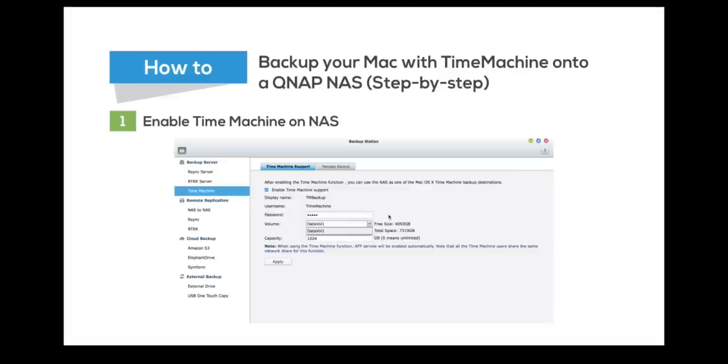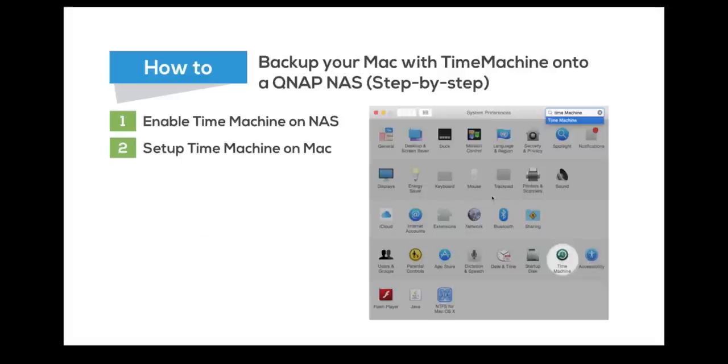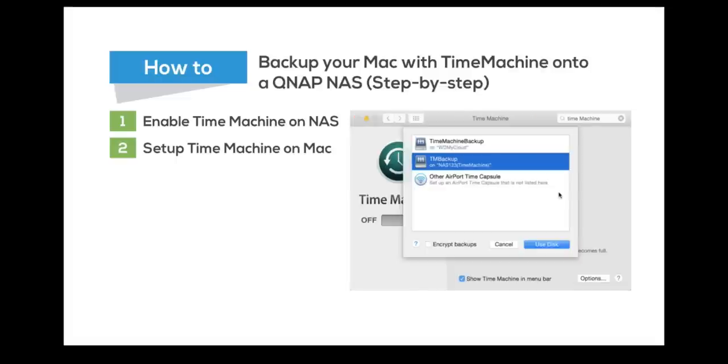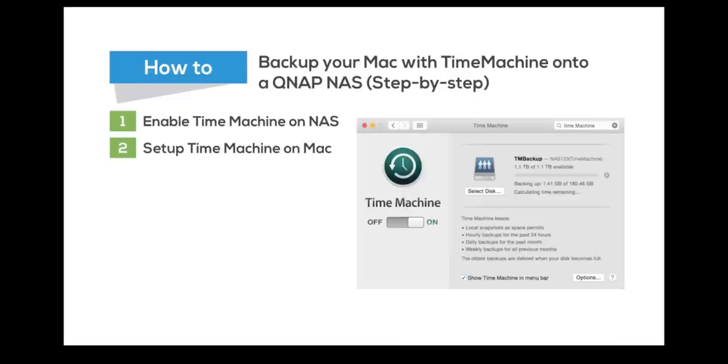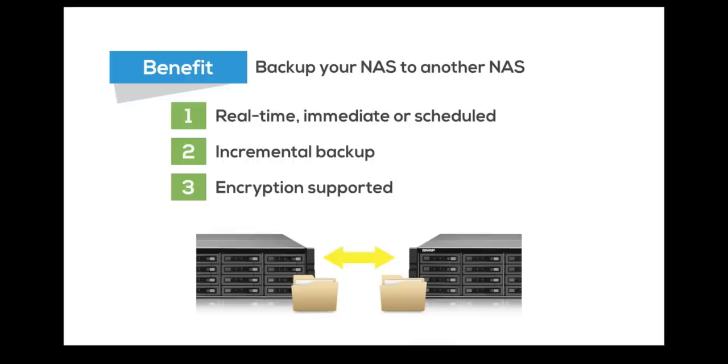After you enable it, you go to System Preferences on your Mac and find the Time Machine icon. It's on the left-hand side at the bottom. You click it, and this will come up. When you turn it on, it'll let you select your NAS. In my QTS, it was named TM Backup. So I click that and use disk. And then it'll start backing up in about 90 seconds. So when you leave this on, this whole thing will start happening. And that's all. It's very simple, which is also very useful for all Mac users.